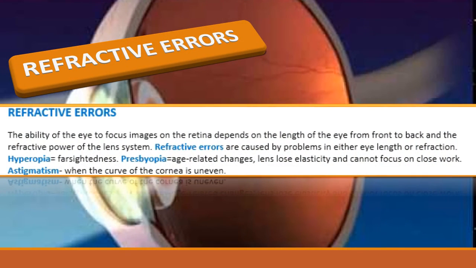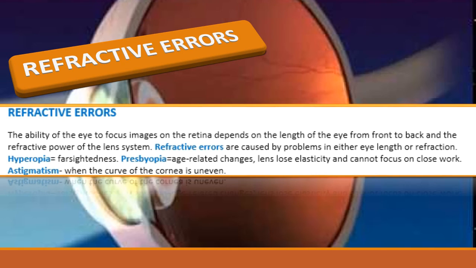This is a very quick overview of refractive errors. The ability of the eye to focus an image on the retina depends on the length of the eye from the front to back and the refractive power of the lens. Refractive errors are caused by problems in either length or refraction.